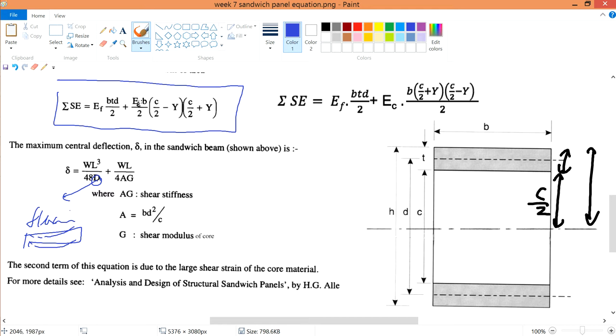Alright, so D is how well you can withstand bending. Shear stiffness is how well you can withstand shearing. Alright, so the higher you are, as you can see, the lower your deflection. Right, so the higher of these values, the higher the denominator, the lower your deflection. This is what it means.